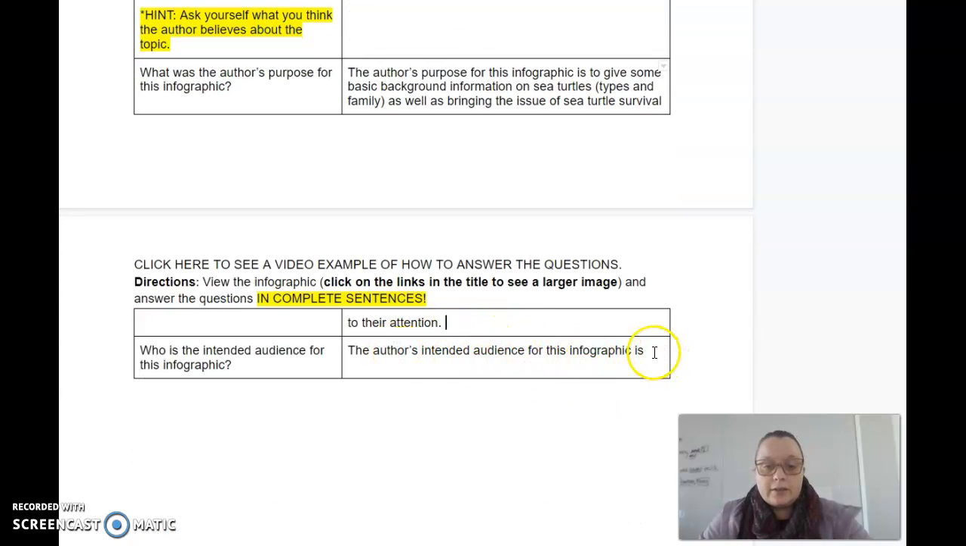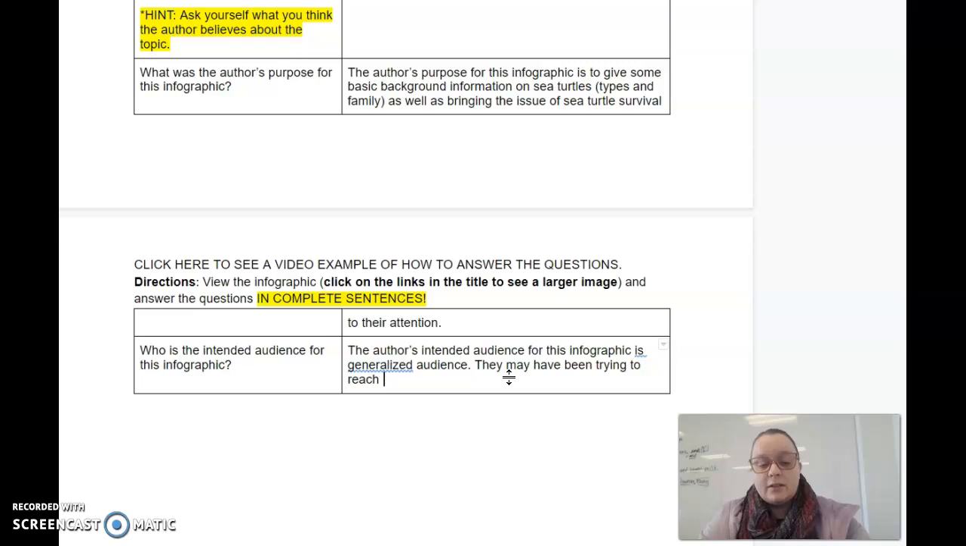Who is the intended audience? The author's intended audience for this infographic is a generalized audience. I don't believe that the author had a specific audience for this infographic. Maybe they may have been trying to reach people who don't care about sea turtles.